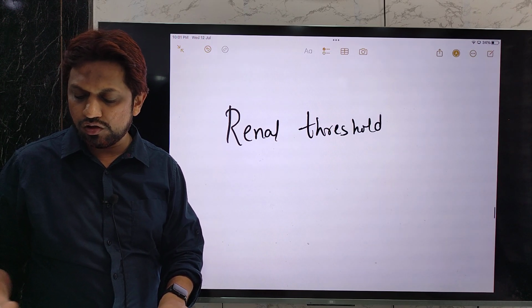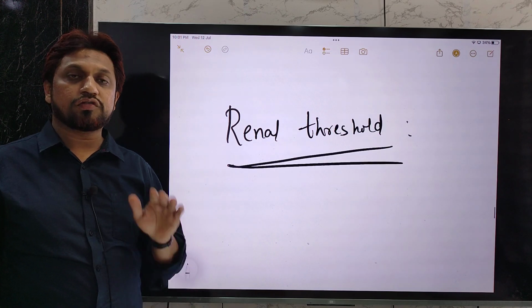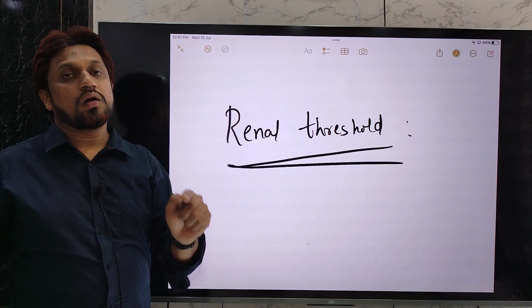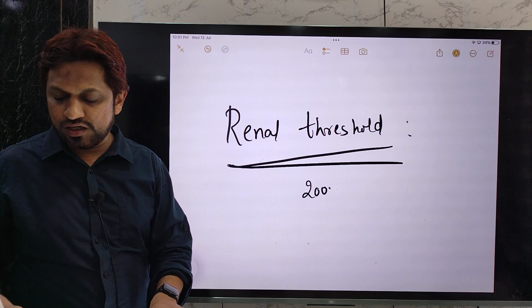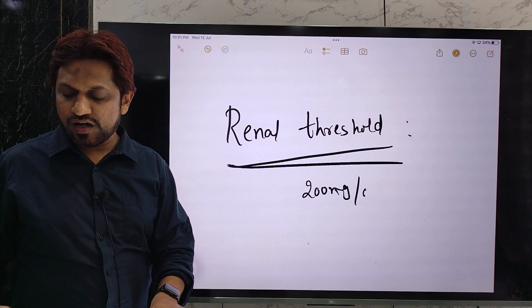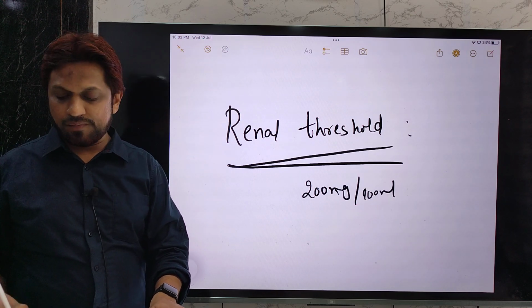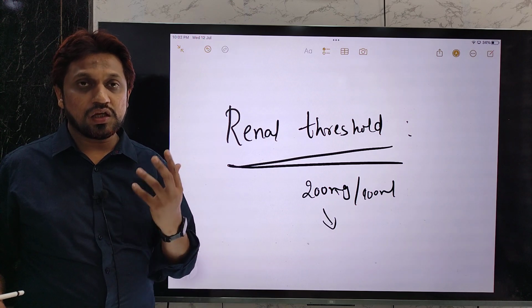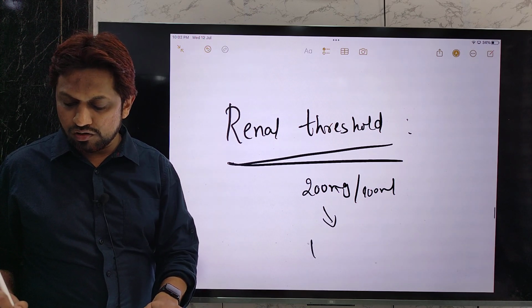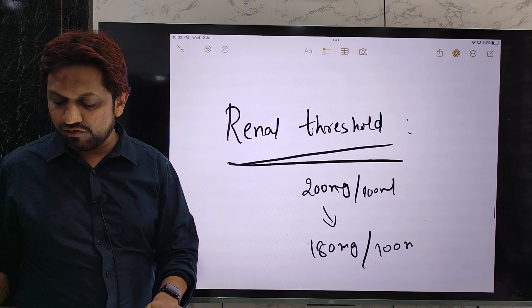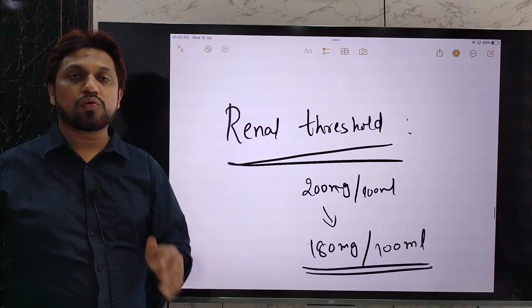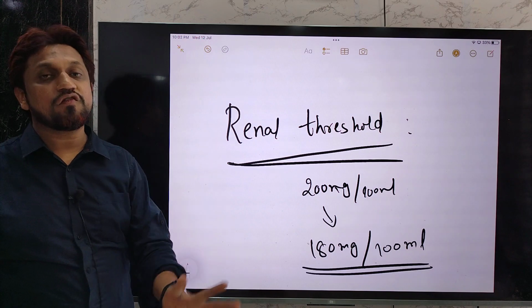What is the renal threshold? It is the blood glucose level at which glucose appears for the first time in the urine. It is around 200 milligram per 100 ml in the arterial plasma, and if we consider the same in the venous blood, then it is around 180 milligram. That is the renal threshold, the blood glucose level at which the glucose will appear in the urine for the first time.